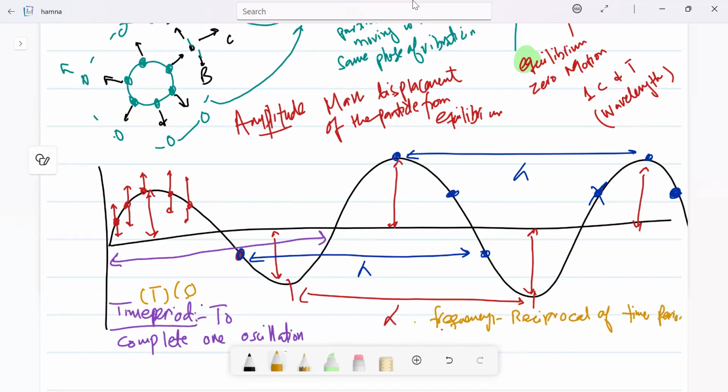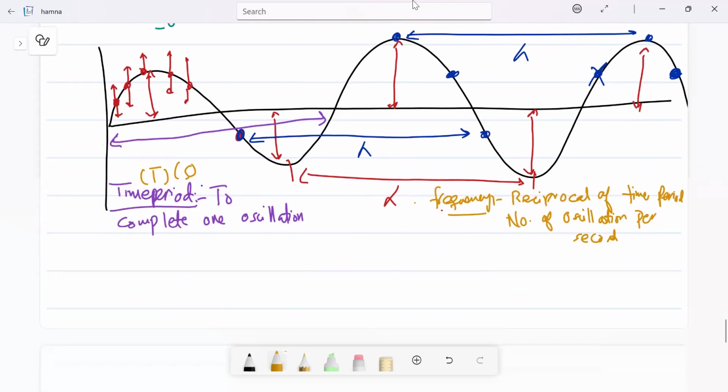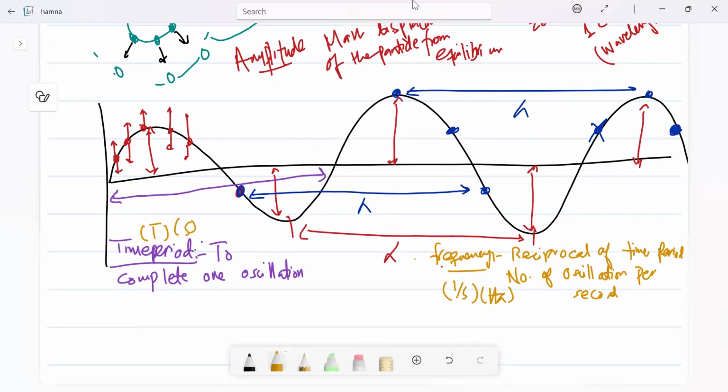or we could say the number of oscillations per second. So if we're saying per second, what would its unit be? It would be 1/second or hertz. So if we say that these waves have been observed for 1 second, within that 1 second we observed these waves, how many waves do we see?